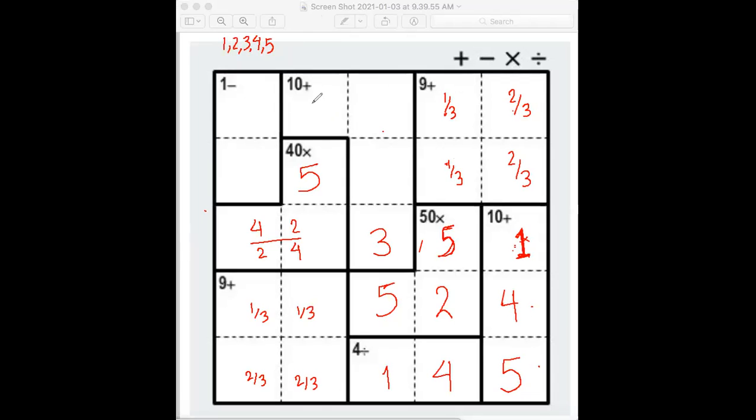Well, what if 5 was here? No, it can't be 5 because there's a 5 here. So 5 can't be here. 5 must be here. And so this is 4 because the difference should be 1. If this is 4, this must be 2, this must be 4.